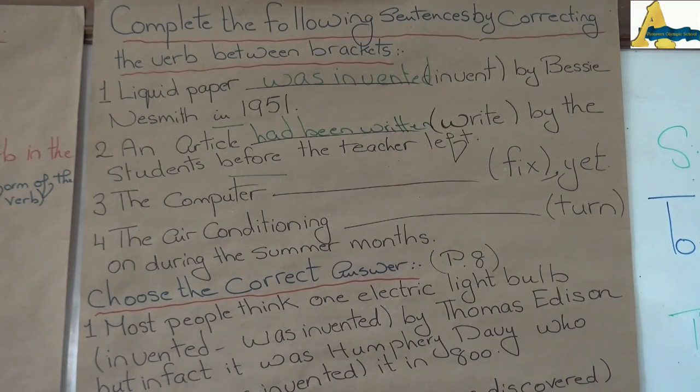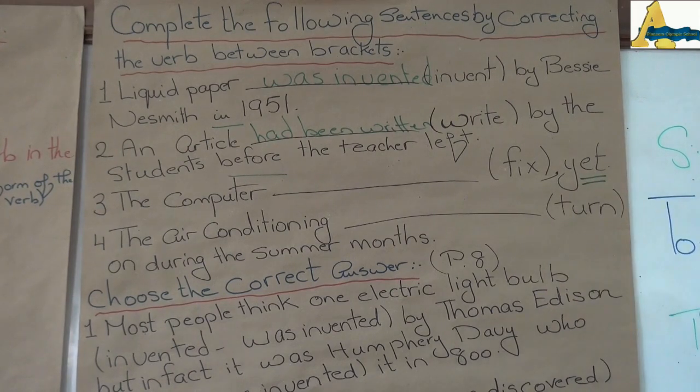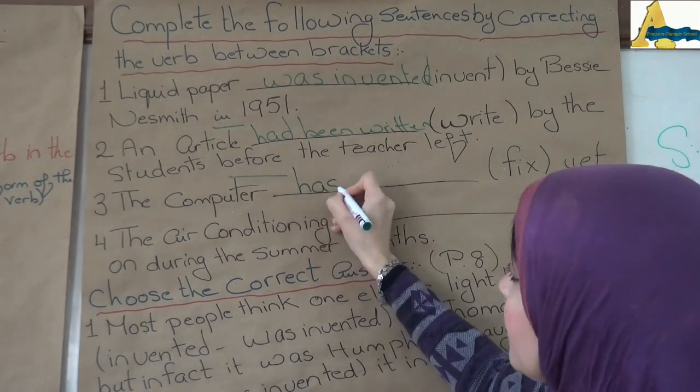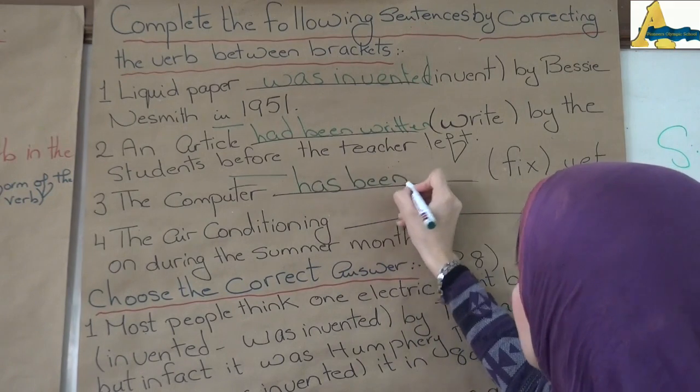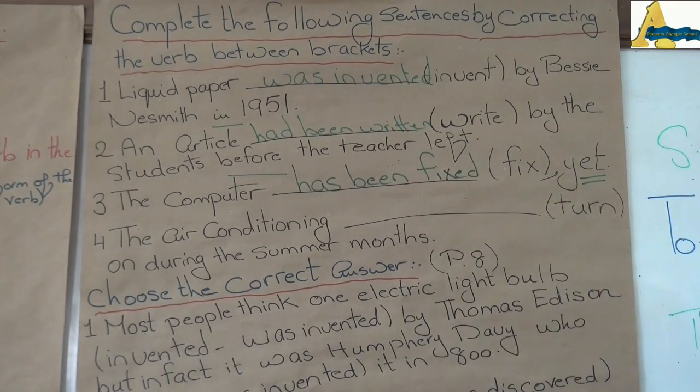Number 3: The computer fixed yet. Where is the key word? Yet. It's a keyword for the present perfect tense. So it's going to be: The computer has been fixed. Something is wrong in this sentence.